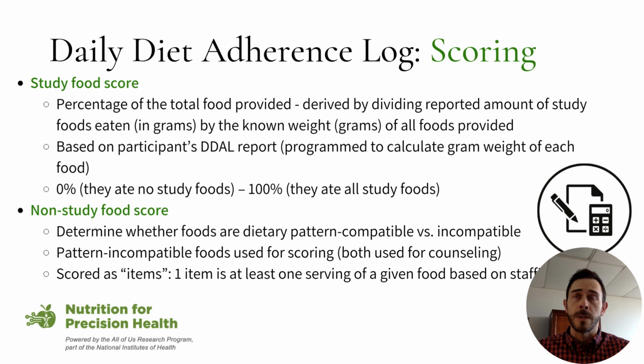So if you think back to the previous slide where we showed a walkthrough of the DDAL, you could see on the slider scale for each meal and each food item, the amount of each food that the participant reported eating, and based on that self-report information, the study food score is calculated. So it is based on their DDAL reporting, and the scores are representative of a 0 to 100%, where 0 means they ate absolutely none of the study foods, and 100% is perfect adherence in that they ate all of the study foods provided.